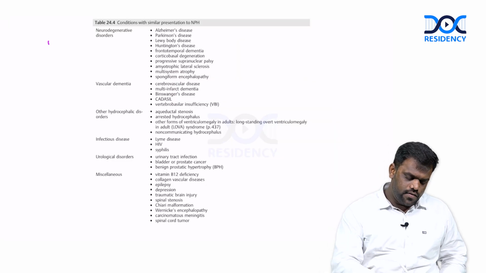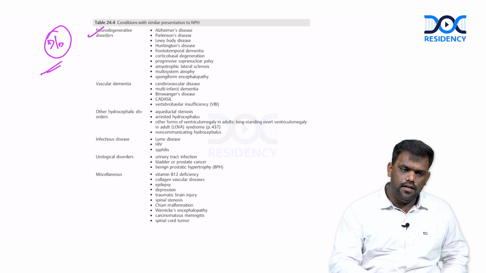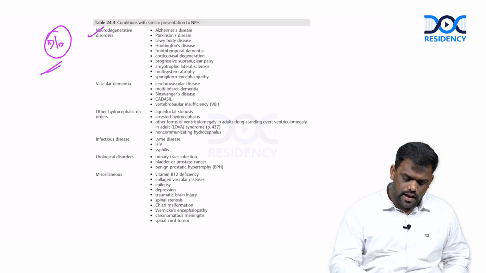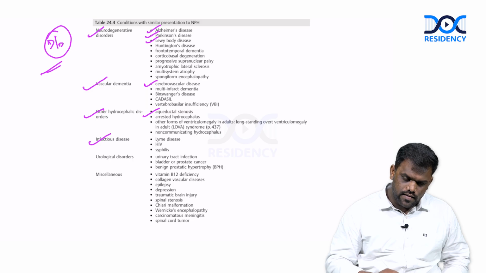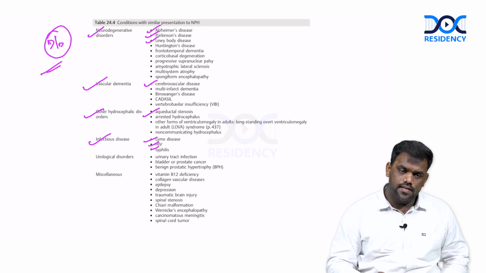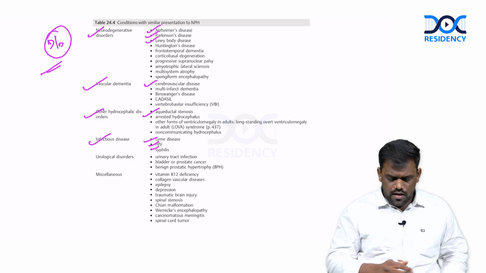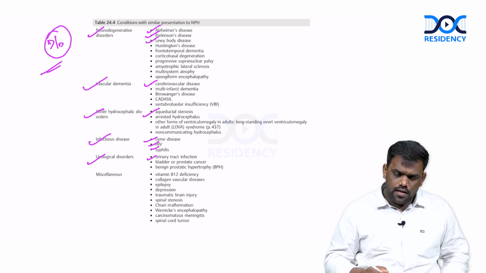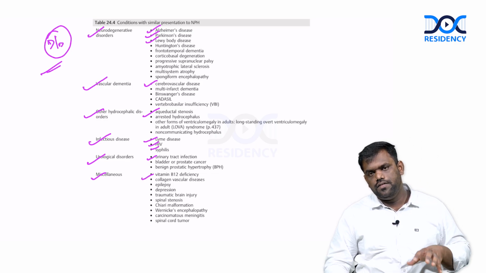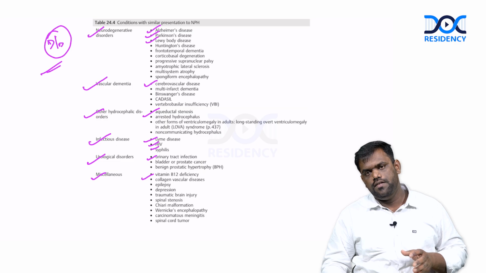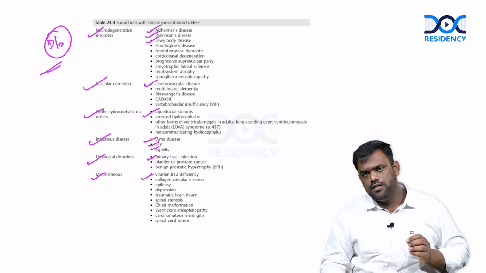What are the various differential diagnoses of this patient? Neurodegenerative diseases like Alzheimer's disease, Parkinson's disease, Lewy body disease, and vascular dementia. In case of CVA, the patient also presents like this. Other hydrocephalic disorders like aqueductal stenosis, infectious diseases like Lyme disease, HIV and syphilis, CNS HIV also presents like this, and urological disorders like UTI, bladder or prostate cancer, and miscellaneous causes like vitamin B12 deficiency. So there is a wide variety of differential diagnosis for NPH. So we have to assess the patient carefully and then do the surgery of VP shunt.